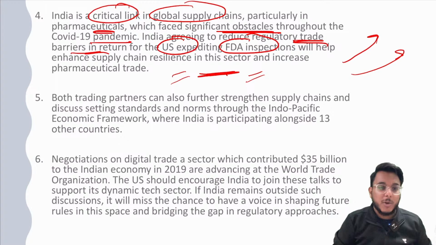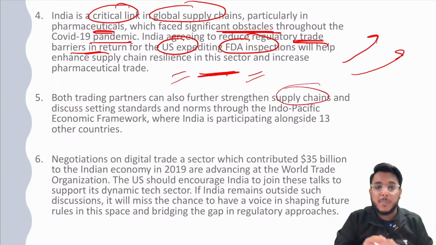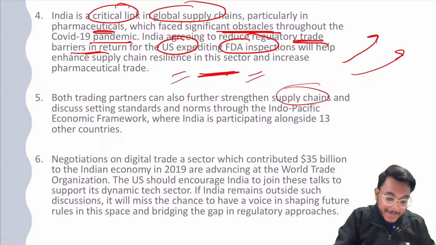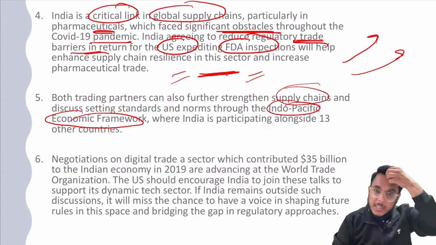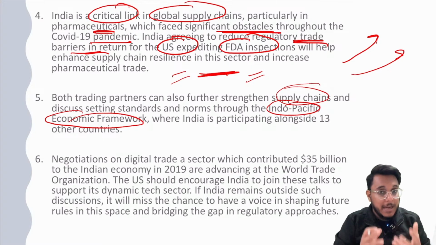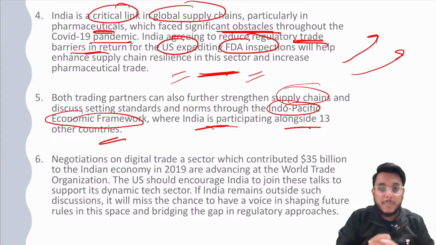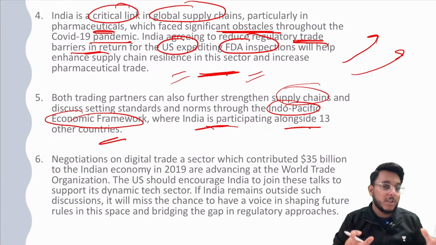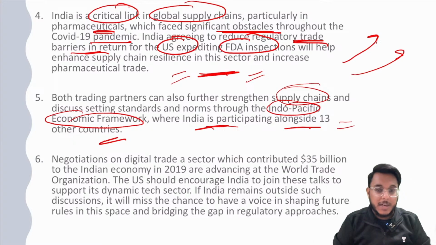The next thing we are talking about is that both the trading partners can strengthen their supply chains and can discuss common standards with respect to manufacturing and investment, to be followed throughout the Indo-Pacific Economic Forum. The Indo-Pacific Economic Forum is again an economic initiative where India and 13 other countries are participating, including the USA. So here the common standards of investment, common standards of manufacturing, etc. can be negotiated by both of the countries.